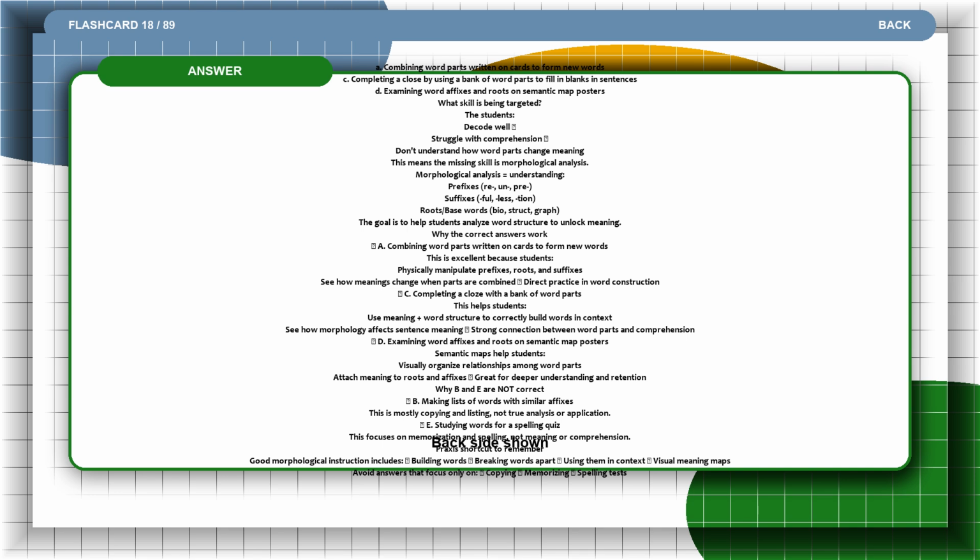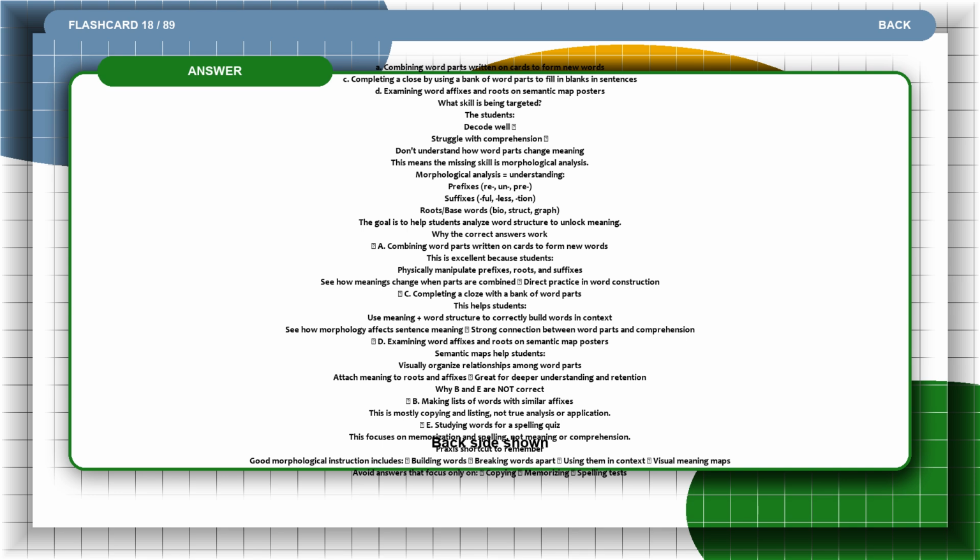Why the correct answers work. A. Combining word parts written on cards to form new words. This is excellent because students physically manipulate prefixes, roots, and suffixes. They see how meanings change when parts are combined. Direct practice in word construction.